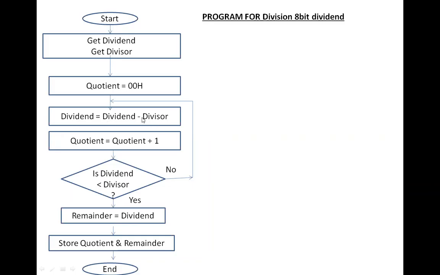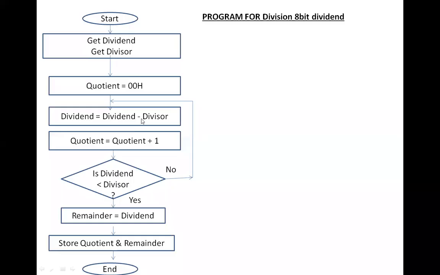What do you mean by dividend and divisor? Divisor is the one by which we divide, and dividend is the one which is being divided. If I say divide 8 by 4, it means the dividend value is 8 and the divisor value is 4.